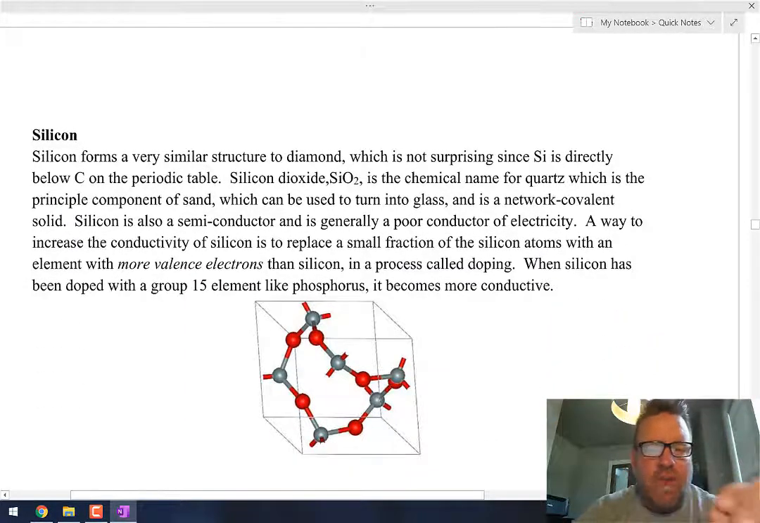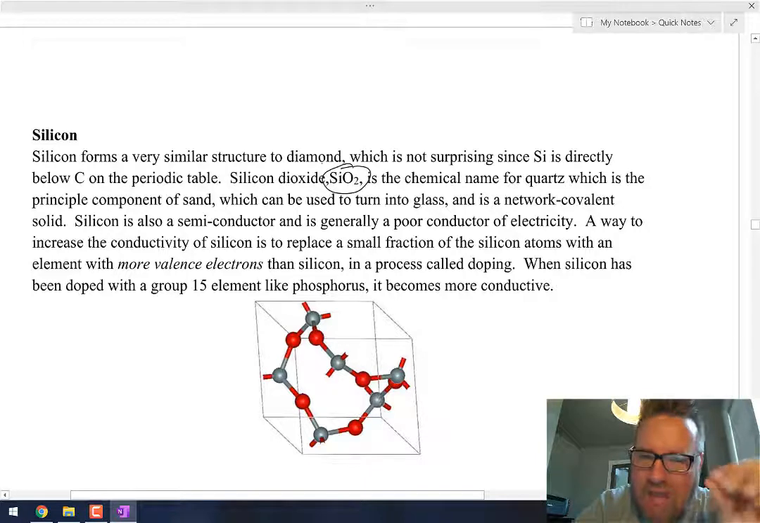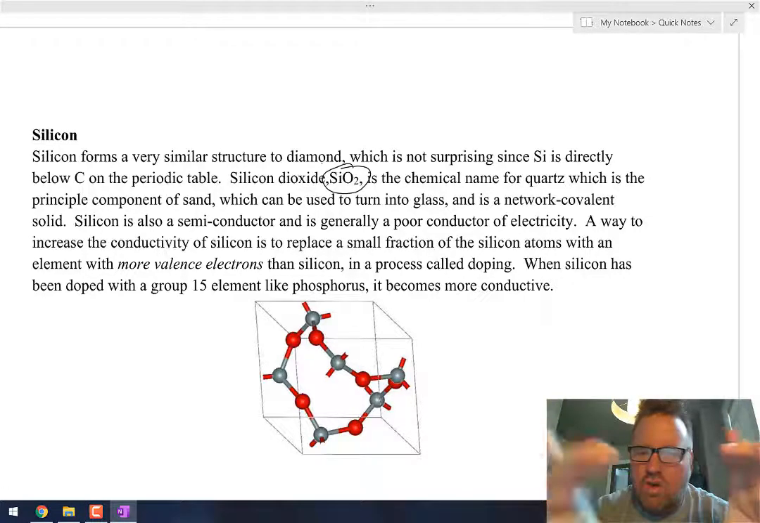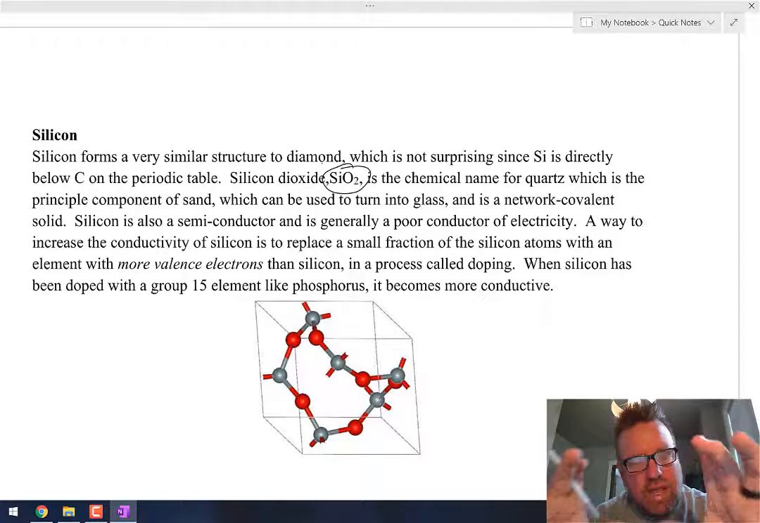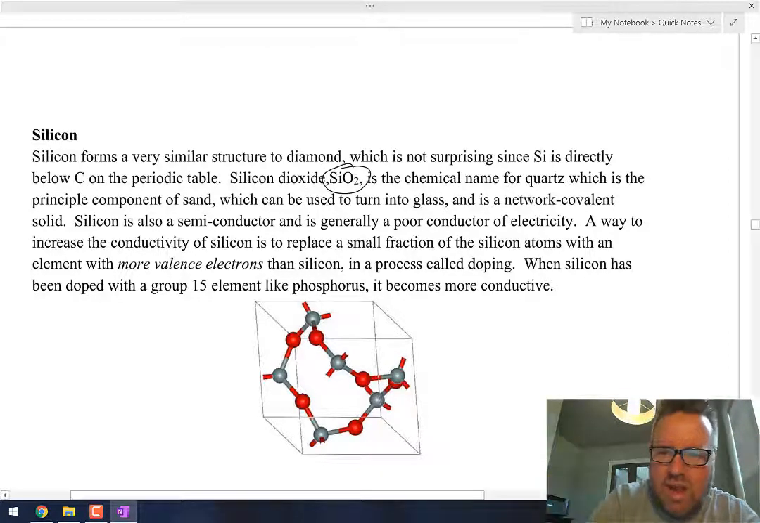Okay, so one form of network covalent bonding is carbon in terms of diamond, in terms of graphite. Another one is sand. Okay, sand, which is silicon dioxide, used a lot in computer chips, used a lot in the electric vehicle industry. They use silicon a lot because it does create this network covalent solid. Okay, and again, it is what's called a semiconductor, which means silicon sort of conducts electricity, okay, but in general, it is a poor conductor of electricity.